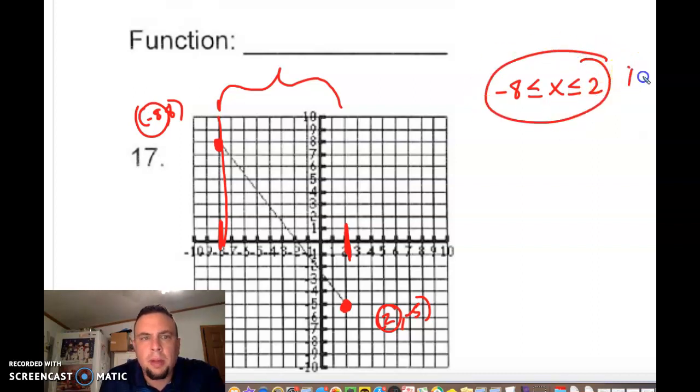That is my domain. And the other one, range, think about the range. You're only going from up here, that coordinate, to down here. It stops there. Look up to look down. What's the highest y value? What's the lowest y value? The highest is 8, and the lowest is -5. So -5 is less than or equal to y, less than or equal to 8.